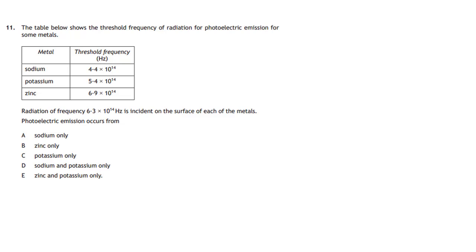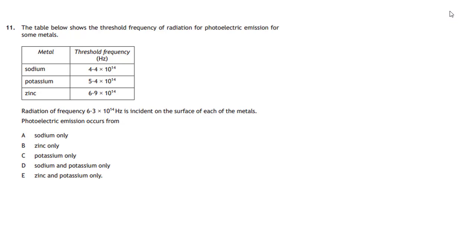Question 11 of the 2016 multiple choice paper in physics is all about the photoelectric effect. We're given three metals and their corresponding threshold frequencies. We're told that the radiation of frequency 6.3 times 10 to the power 14 Hz is incident on the surface of each metal. And we have to decide for which metals photoelectric emission occurs. Photoelectric emission is when electrons are knocked off the surface of the metal.